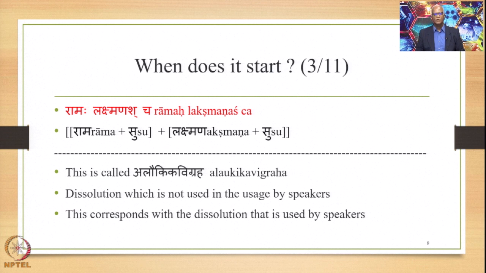Now, although Ramaha Lakshmanascha is part of the usage of the speaker of Sanskrit, Rama plus Su and Lakshmana plus Su is not part of the usage of the speaker of Sanskrit. The speaker of Sanskrit only uses Ramaha Lakshmanascha. The speaker of Sanskrit never uses Rama plus Su and Lakshmana plus Su in this particular manner in composing a sentence. And that is the reason why it is called Alaukika Vigraha. It is in fact a dissolution, but it is not used in the loka. It is not used by the speaker. So this is what is called Alaukika Vigraha.